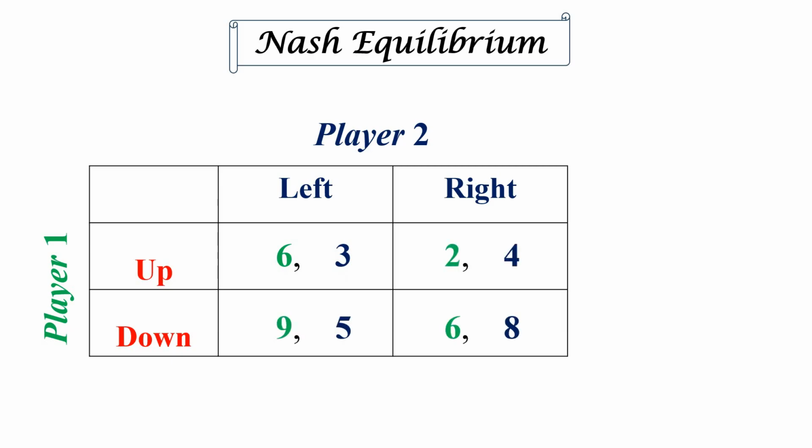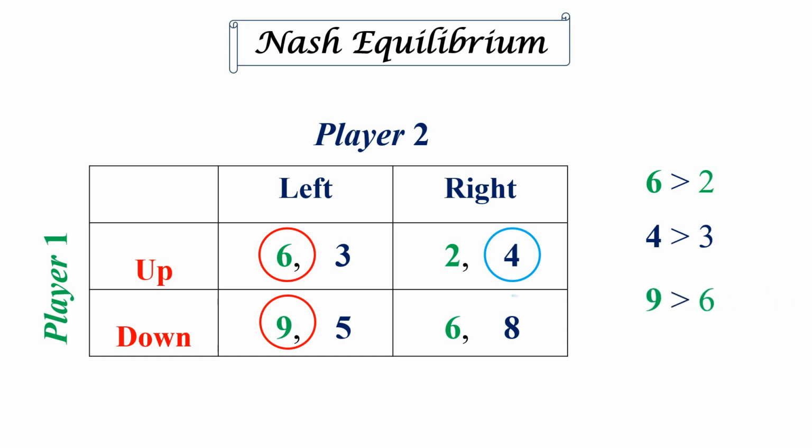So we have the payoffs like as before. The green colored numerical digits is the payoff for player 1 and the blue colored payoffs are for player 2. Now if player 1 wants to play up, then he is going to play 6 because 6 is greater than 2. Again, given the strategy of player 1, player 2 is going to play 4 because 4 is greater than 3. Now if player 1 wants to play down, then he is going to select 9, and based on the strategy of player 1, player 2 is going to play right because 8 is greater than 5.